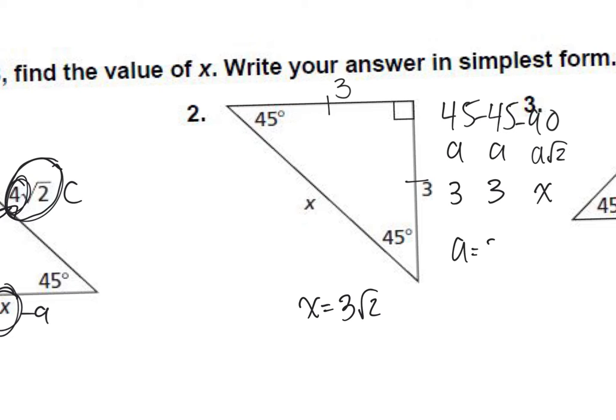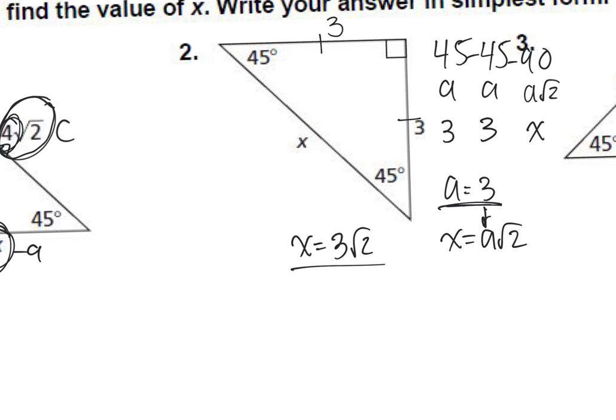So if a equals 3 and x equals a times the square root of 2, you make that substitution for a, and you've got x equals 3 times the square root of 2. When you plug that into your calculator, we should get like 4 point something? 4.24, which rounded would be 4.2. Three times the square root of 2, 4.2.